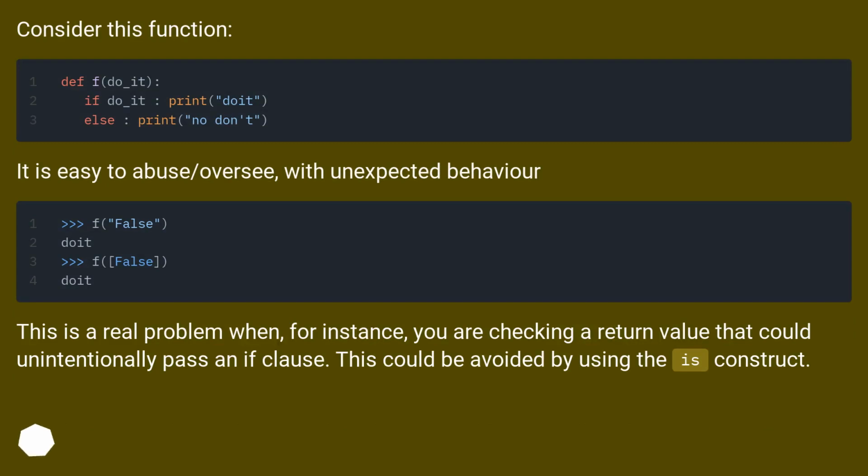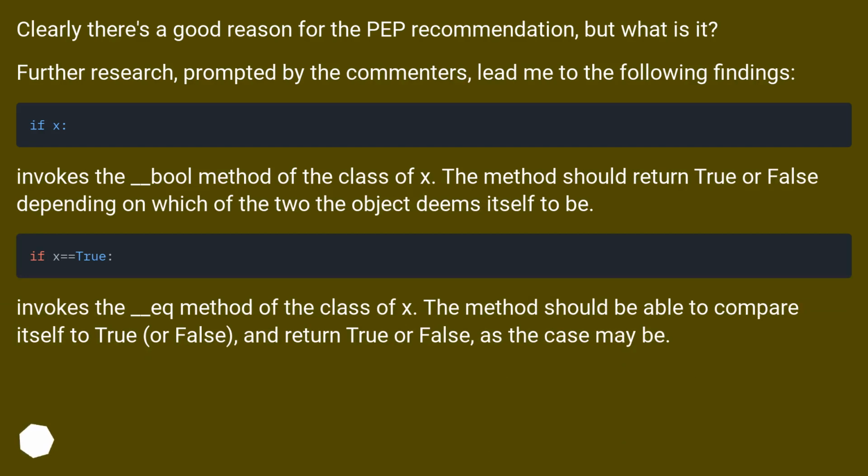Consider this function. It is easy to abuse or overlook, with unexpected behavior. This is a real problem when, for instance, you are checking a return value that could unintentionally pass an if clause. This could be avoided by using the is construct. Clearly there's a good reason for the PEP recommendation, but what is it?